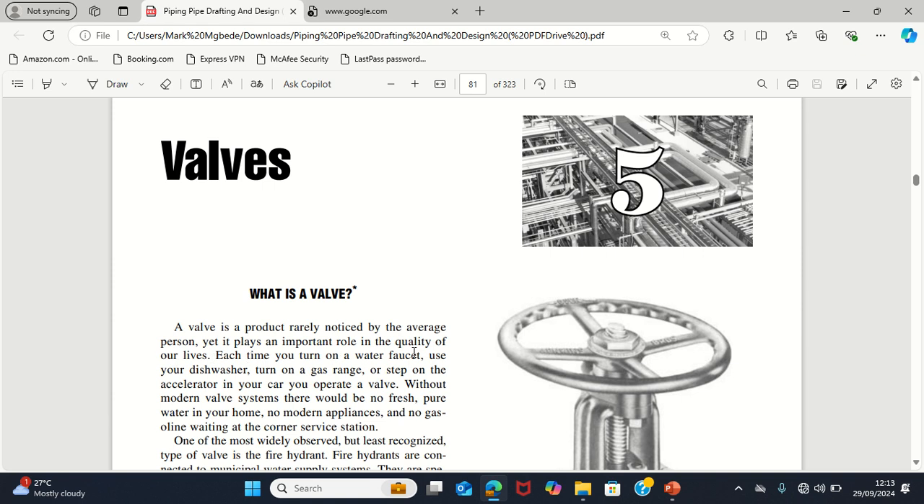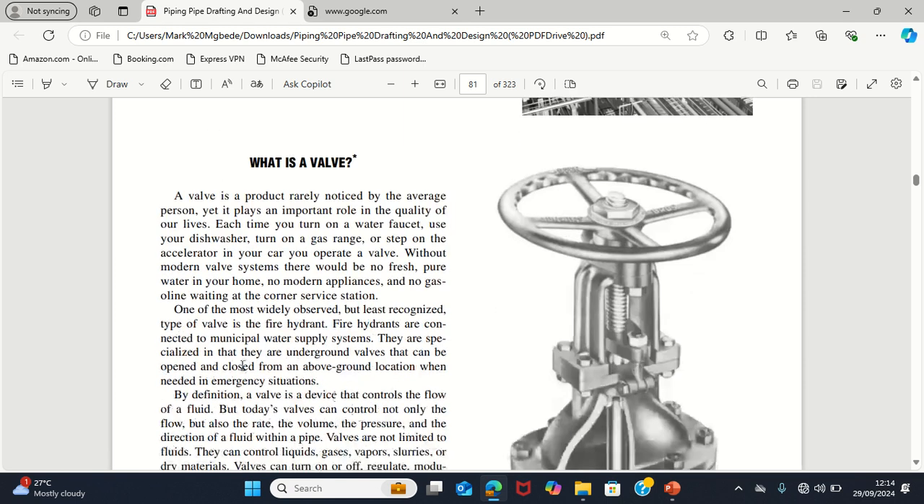Every time you turn on the water, use a dishwasher, turn on the gas range, step on the accelerator in your car, or operate a valve, you rely on valves. Without modern valve systems, there would be no fresh, pure water in your home or modern appliances, and no gasoline waiting at the corner service station. So that is just it.